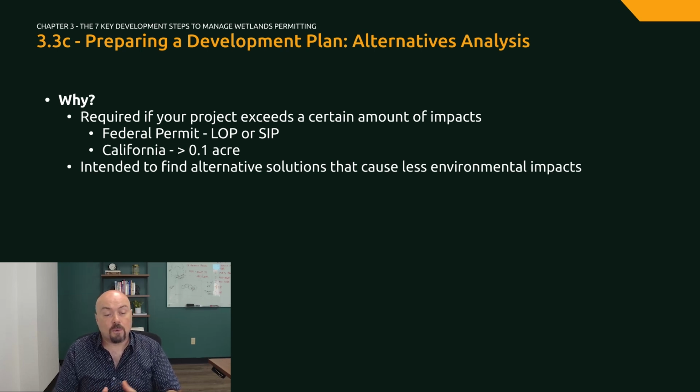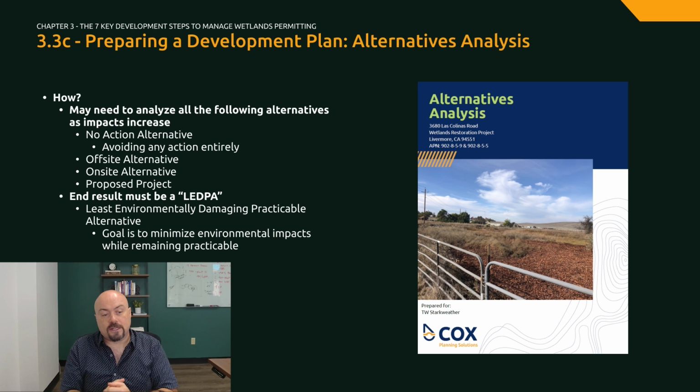In California, the Water Board also requires an alternatives analysis for any project that impacts more than 1/10 of an acre and requires a more intense analysis as the amount of impacts increase. Alternatives analyses may require analyzing as many as 4 to 5 different alternatives for your project, depending on what sort of details are involved and what the level of impacts are, including a no project alternative discussing what happens if the project doesn't happen at all, a least environmental impact alternative, an offsite alternative, and of course your project.